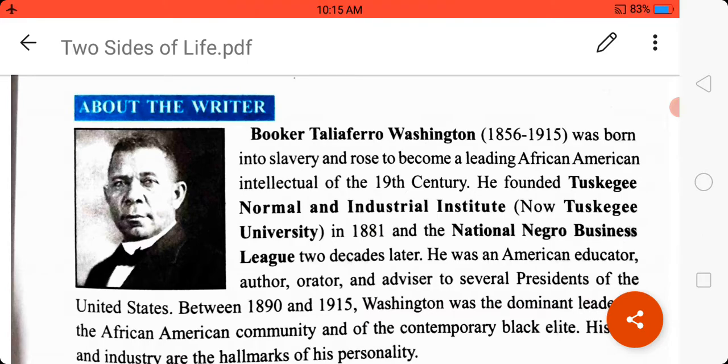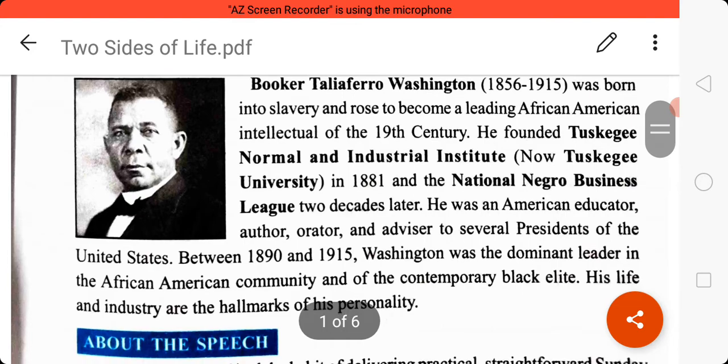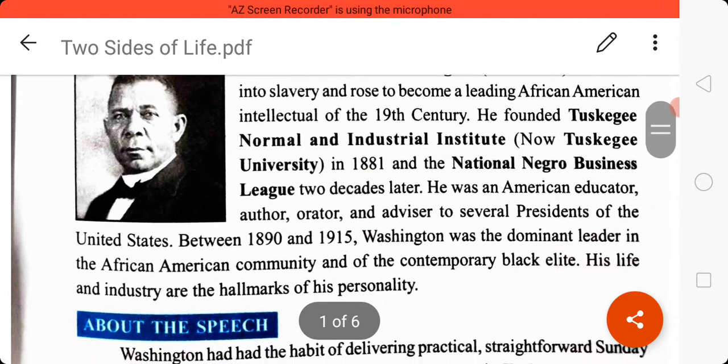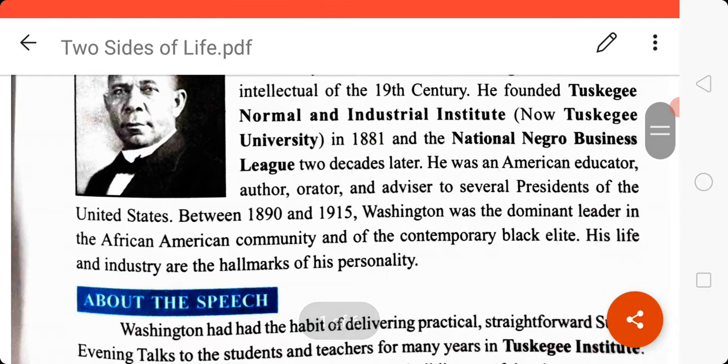He founded Tuskegee Normal and Industrial Institute, now Tuskegee University, in 1881, and the National Negro Business League two decades later. He was an American educator, author, orator, and advisor to several presidents of the United States. Between 1890 and 1915, Washington was the dominant leader in the African American community and the contemporary black elite. His life and industry are the hallmarks of his personality.